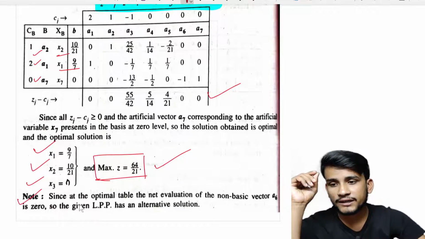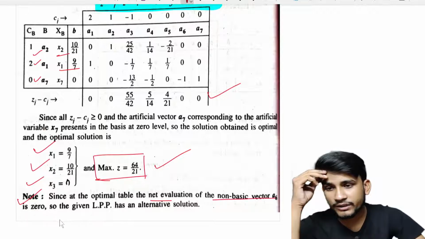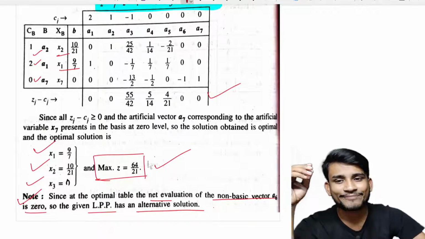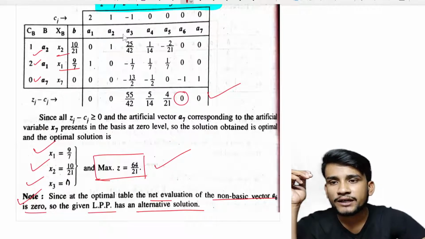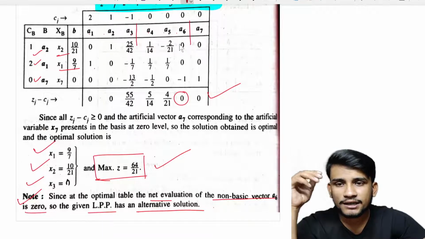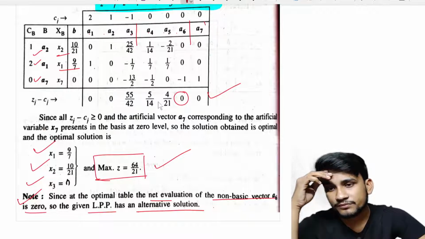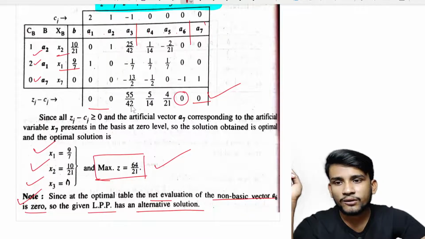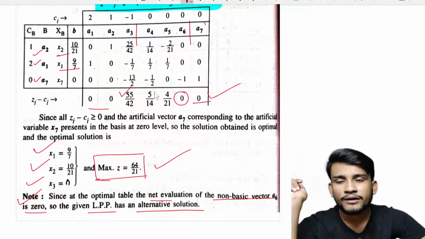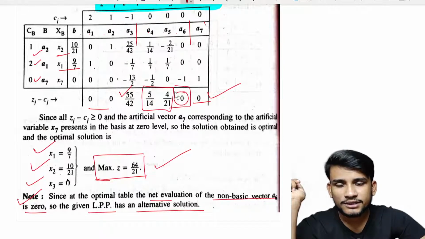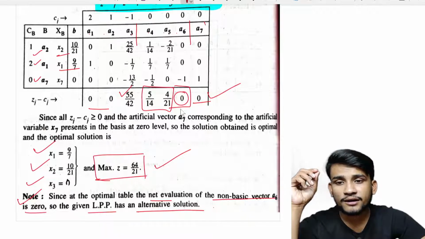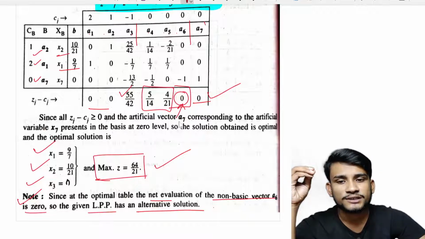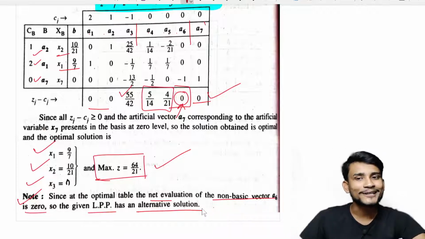One note on this question is that in the optimal table, the net evaluation of the non-basic vector A6 is 0, so the given LPP has an alternative solution. This is an interesting problem. A1, A2, A3 are the basic vectors, and A4, A5, A6 and A7 are the non-basic vectors. The Zj minus Cj terms corresponding to the basic vectors are 0. The non-basic vectors have positive Zj minus Cj, but one non-basic vector, A6, is present with a zero net evaluation, and this is the concept of alternative optimal solution, which we already discussed.